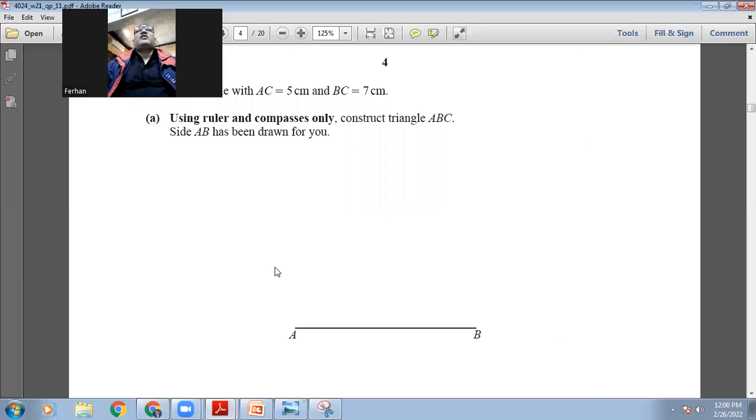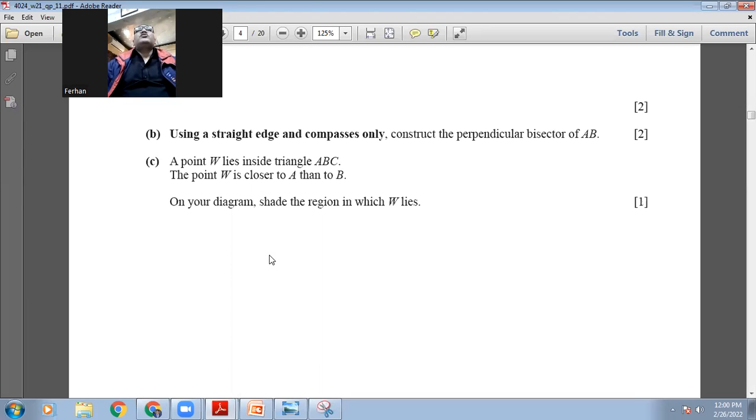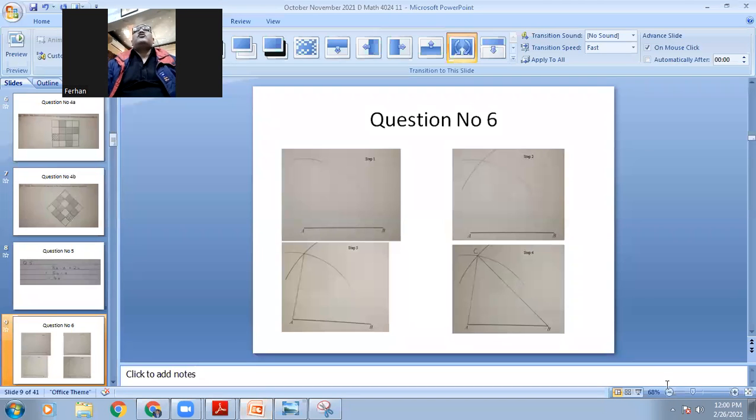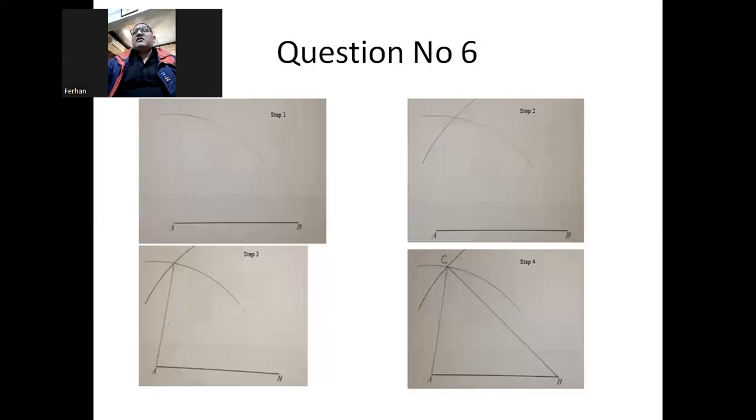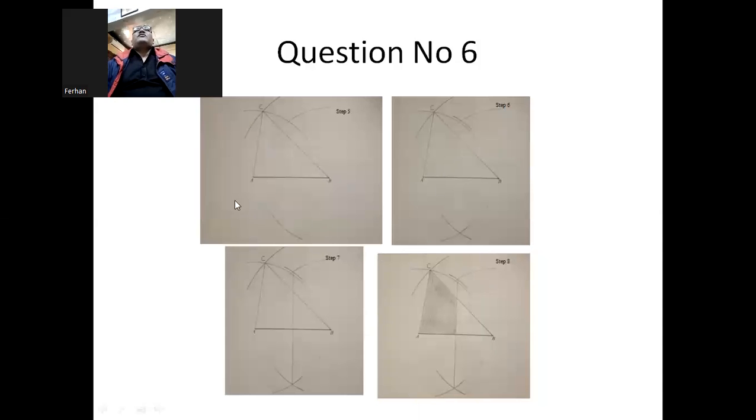And the next part of this question, he says, using a straight edge and compass only, construct the perpendicular bisector of AB, and a point W lies inside the triangle ABC. The point W is closer to A than to B. On your diagram, shade the region in which W lies. Okay, so let me show you. We have to draw the perpendicular bisector of AB.